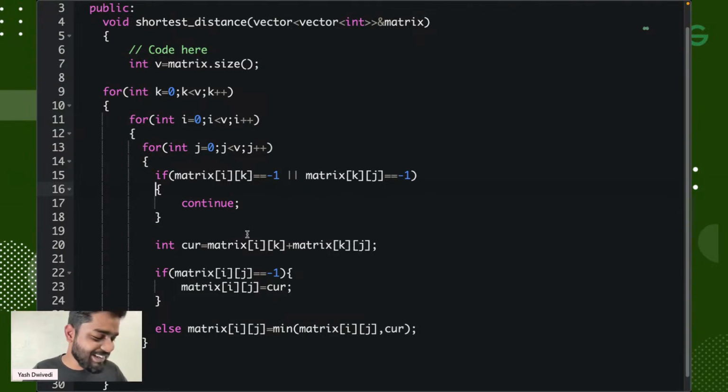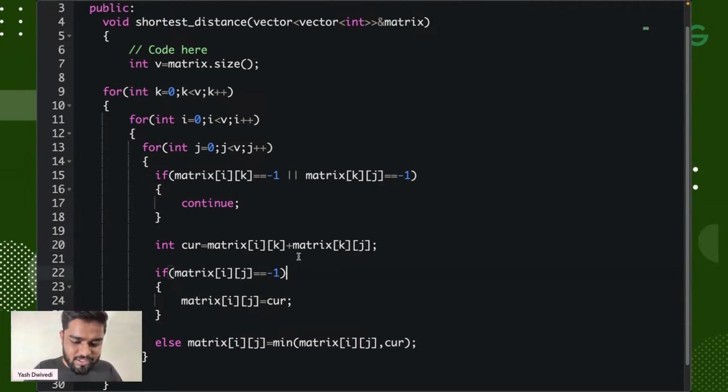Okay, great. Otherwise, if it is possible, now if from i to k and k to j there's a path possible, so I'll calculate the current distance. And if the distance from ij is equal to minus one, that means there's no current path that is stored. If it is minus one, there's no path.